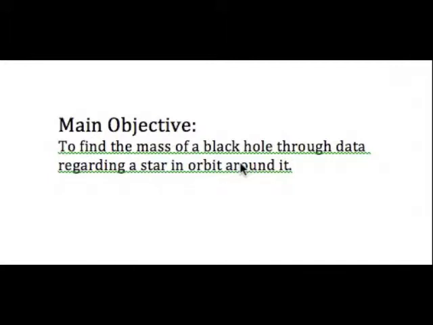Today, our main objective is to find the mass of a black hole through data regarding a star in orbit around it. We have the star's mass and its position, and we'll use those things to find its momentum and then find the mass of the black hole it's in orbit around. The main physics principles that we will be working with initially are momentum and curving motion.